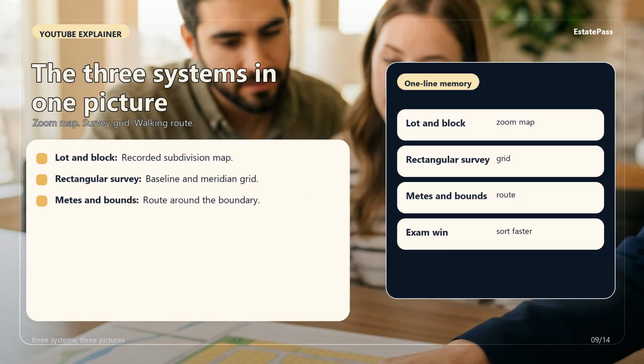Here is the easiest way to keep the 3 systems separate. Lot and block is a recorded plat map you zoom into. Rectangular survey is a big grid you navigate from the cross. Metes and bounds is a route you walk from the point of beginning. If you can say those 3 sentences, you can sort a lot of exam questions faster.